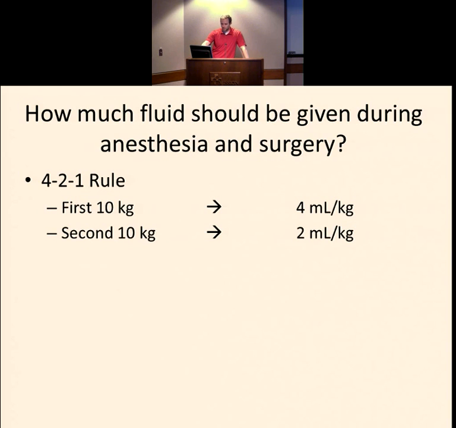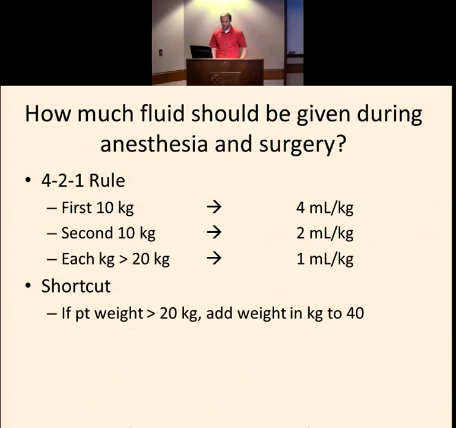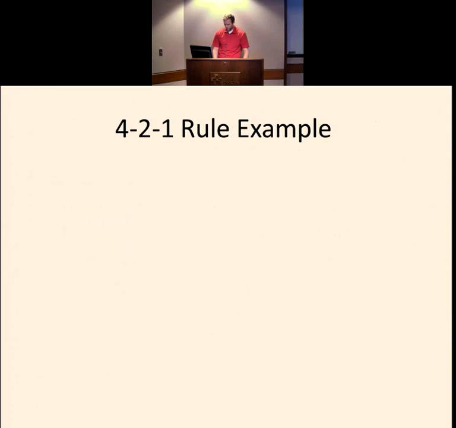And now we still have 10 kilograms left over, so we know for the second 10 kilograms, we're going to give 2 mils per kg per hour. So that gives us another 20. So for a 20 kilogram child, we're going to get 60 mils per hour. That's their maintenance rate. And so on and so forth. We'll do some more examples going into when they weigh more than 10 or 20 kilograms and using the shortcut. So here's an example right there.